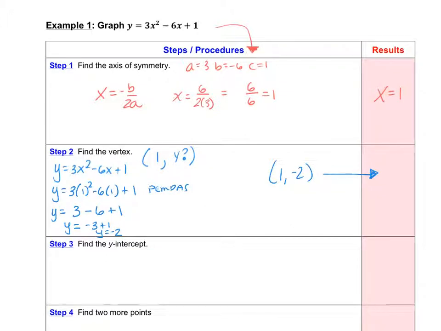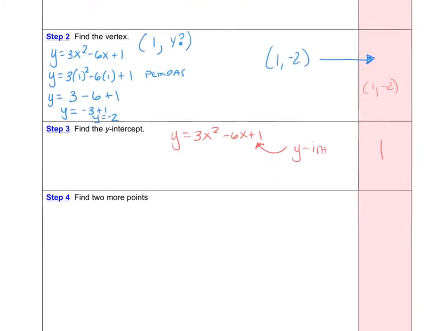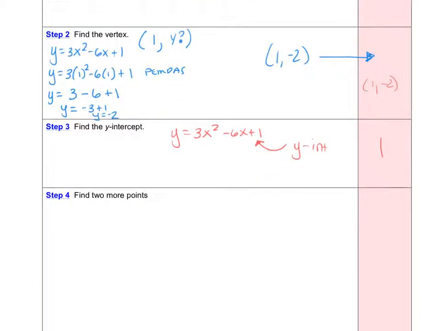Find the y-intercept. Remember, the y-intercept is just the c value. So in the equation y equals 3x squared minus 6x plus 1, the y-intercept is right here. So the y-intercept is 1. Let me put all this here so we can see it nicely. All right, and then find 2 more points. We can pick any 2 points that we want to.